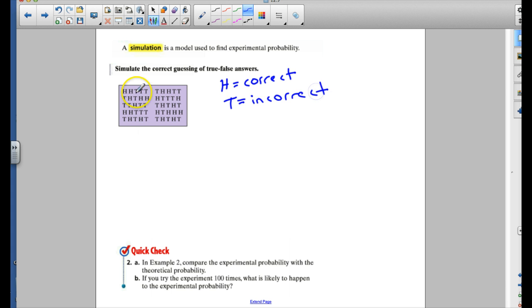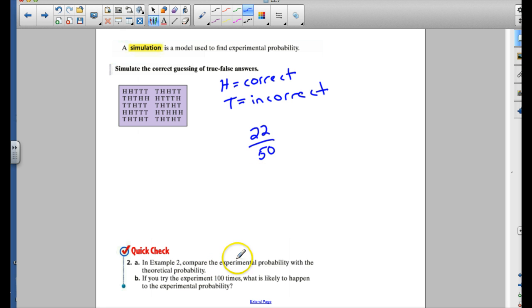So how many did they get right? Heads, they got 2, 5, 6, 7, 8, 9, 10, 11, 12, 13, 14, 15, 16, 17, 18, 19, 20, 21, 22. So they got 22 correct out of 50. So the odds of getting it correct is 22 out of 50 on this simulation.